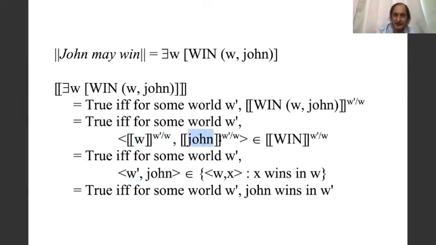This is a word named John, which doesn't contain any W. It has instructions, but the instructions have no effect. And so we end up interpreting that as John the individual. And then win is going to be a set of ordered pairs, a set of all those ordered pairs consisting of world W and individual X, such that X wins in W. So we get this to be true if and only if for some world W prime, John wins in W prime.